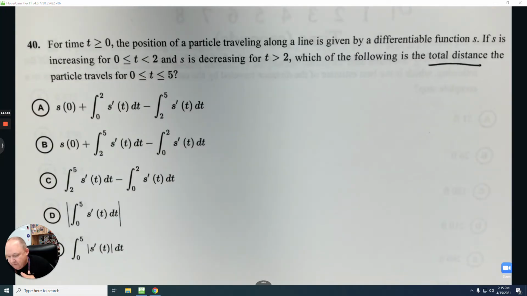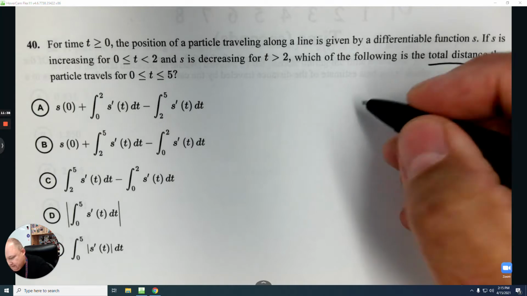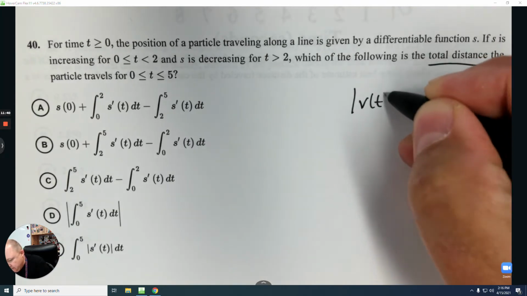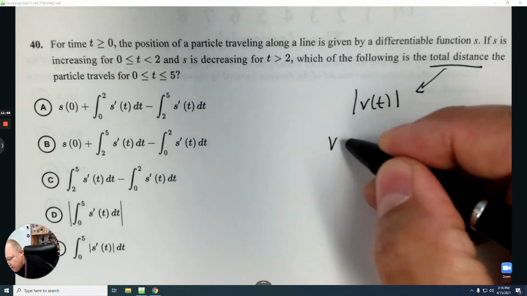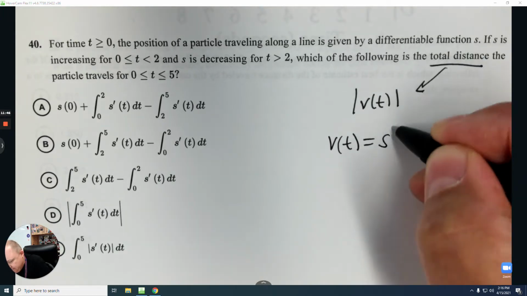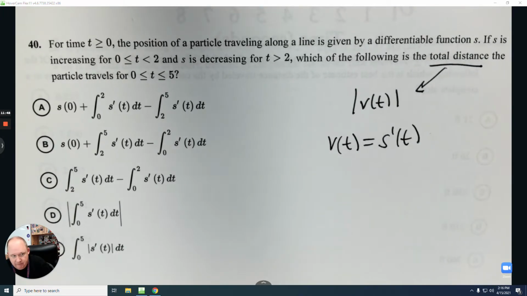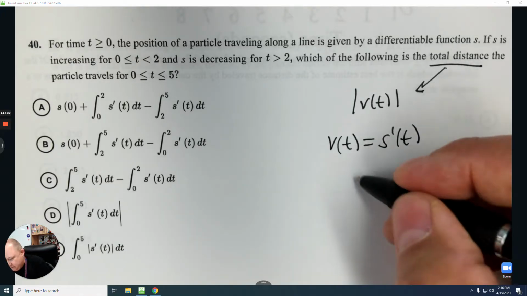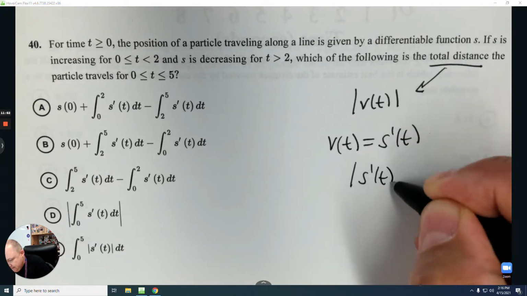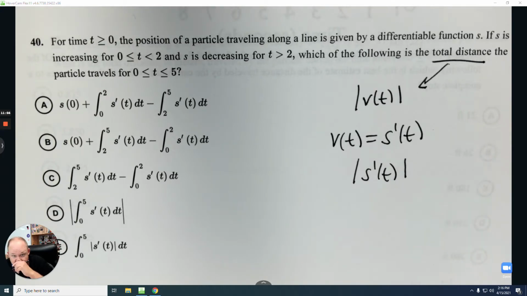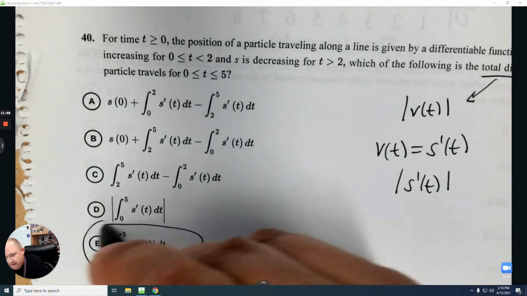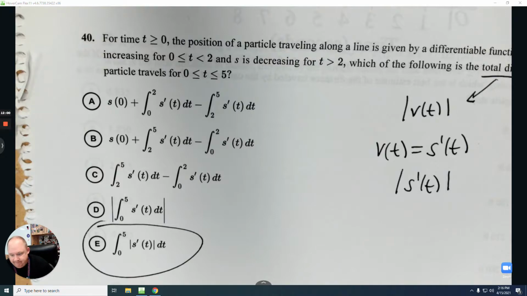So if you know the velocity, the total distance is the absolute value of velocity. That's what it equals. And you need to know that velocity is the derivative of the position. So if I put this together, this is what I'm looking for. The absolute value of the derivative of the position from 0 to 5. And so there's the answer there that matches it. 41.